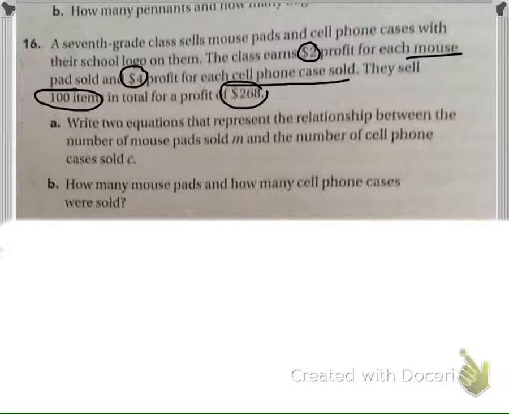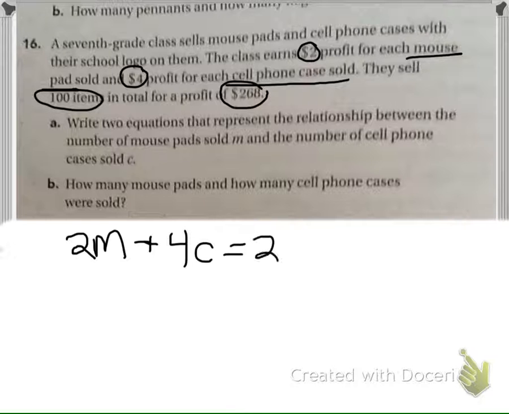So first I'm going to focus on the money equation. It says they have $2 per mouse pad, and they want me to use M, plus $4 per cell phone case, they want me to use C, and they make $268. So the reason this equation works is because I take the number of mouse pads sold and the number of cases sold and put that into the equation, and in the end that shows me that I make $268.